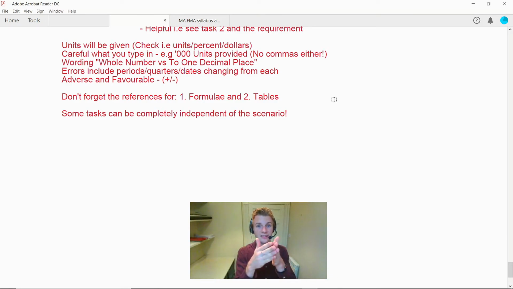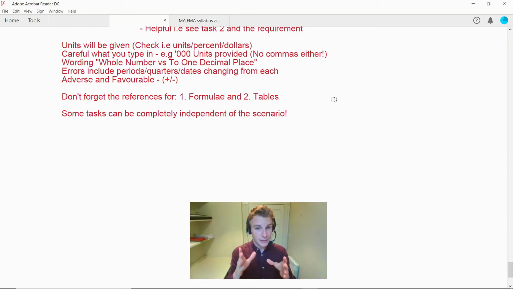What it's saying there is thousands of units. So if the answer to this question was 10,000 units, all you need to put in the box is 10, because the thousands of units was provided on the software. If you'd have put 10,000 in the box, yes, you and I know you've got the right answer, but it's not the right answer to fill in on the software.